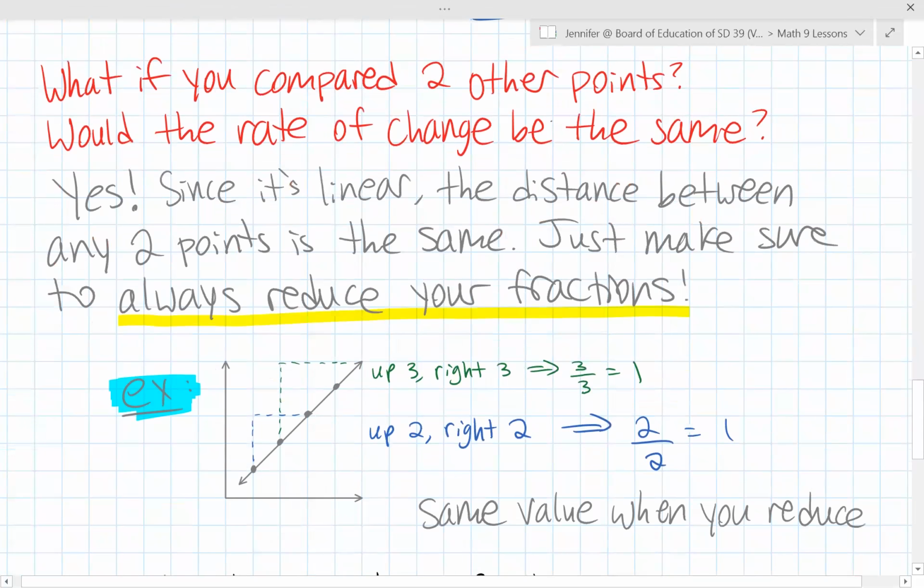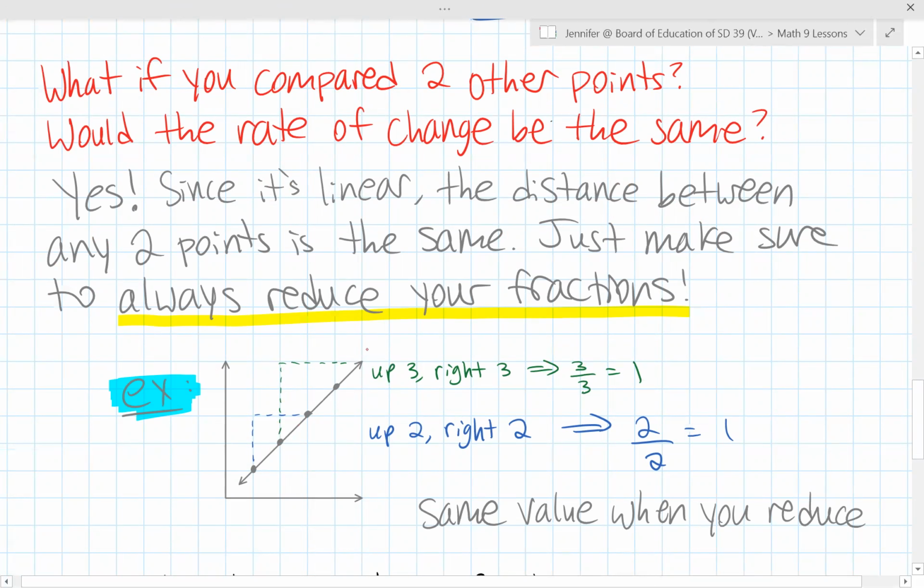So for example here, in gray, we have our linear relation. So in green, I picked this point here and this point here to compare. So I just picked any 2 points. Traveling between them, we went up 3 squares and to the right 3 squares. So that would give us a rate of change of 3/3, which is 1, because we reduced that fraction.